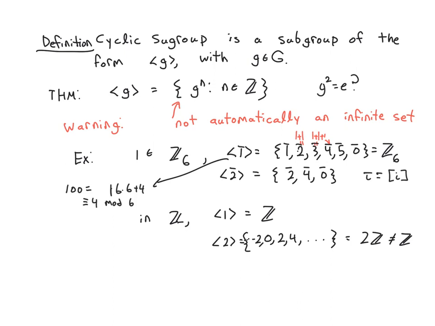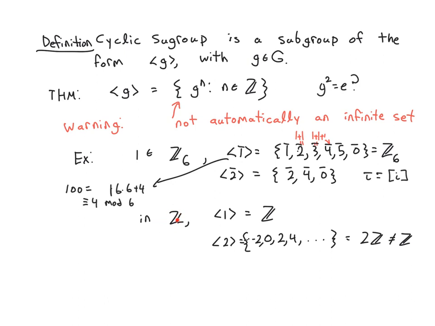Also worth pointing out that if I take the cyclic subgroup generated by 2, what do I get? I get 2. 2 plus 2 is 4. 2 plus 2 plus 2 is 6, which is 0. And you can see that any sum of 2's is going to be an even number, and even numbers mod 6 are going to be either 0, 2, or 4. And so the cyclic subgroup generated by 2 is this set. And so in this example, we have different cyclic subgroups, and they're not the same.